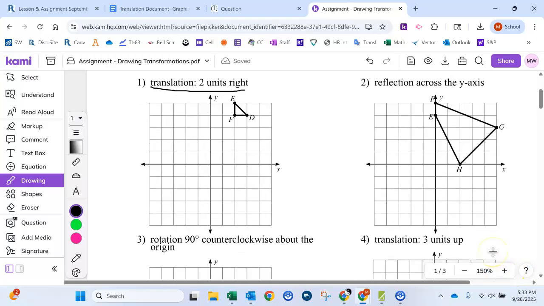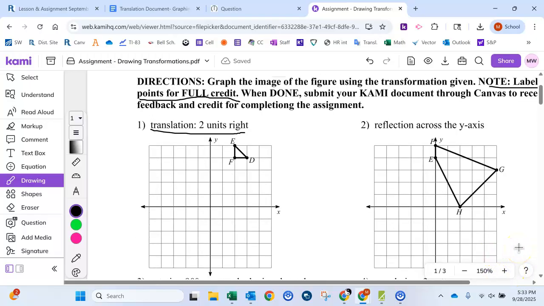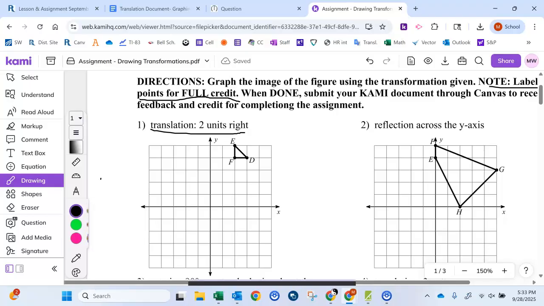So I'm going to make mine kind of big so I can write on it. Let me make sure my pen's working. Good. So it says translation, 2 units to the right, okay? So if it's 2 units to the right, I take every single point. Remember, translation is that way. It's up, down, left, right, but no rotation, no reflection.